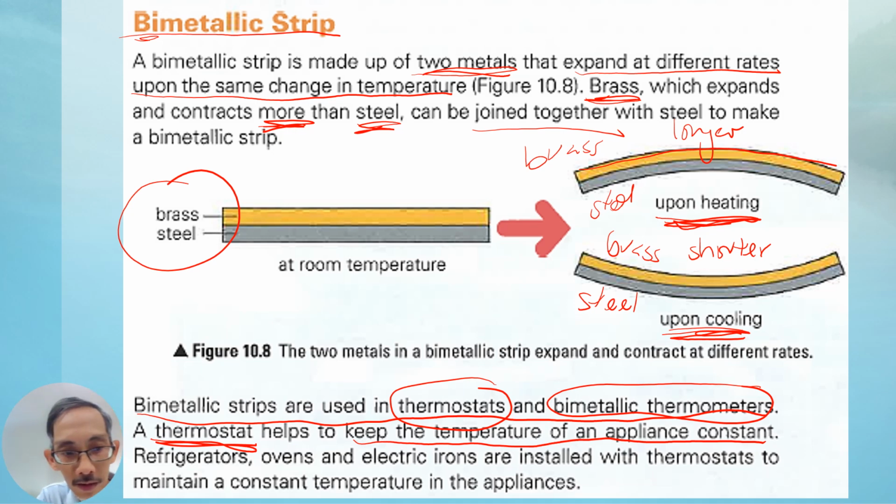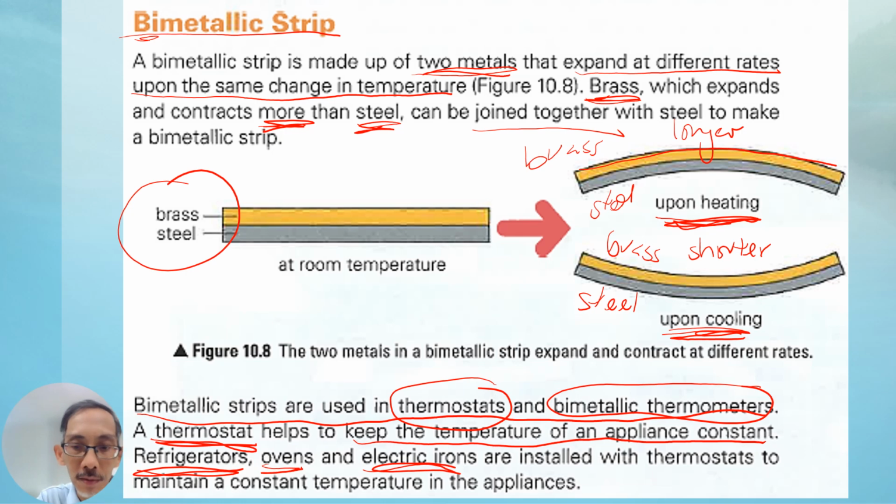Of course, I think it's something that you should be familiar with. One example would be your refrigerator, right? Also ovens, and then your electric irons. There are other examples too, but these three I think should be most common to all of us.